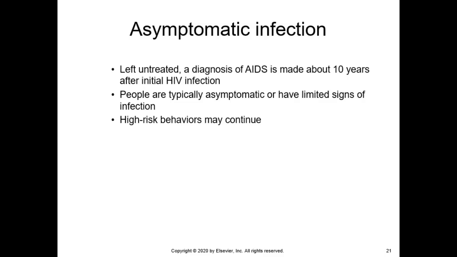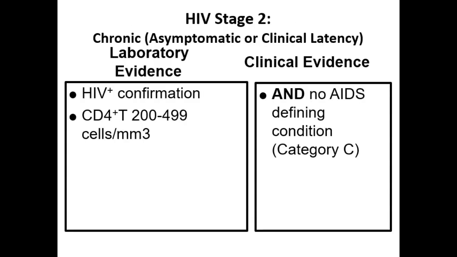Remember, once the person has a drop in their CD4 count to under 500, they're at increased risk for infection. So that stage 2, chronic or clinical latency, the person can have HIV as the CD4 count starts to drop, but they have no AIDS defining conditions, which are category C.